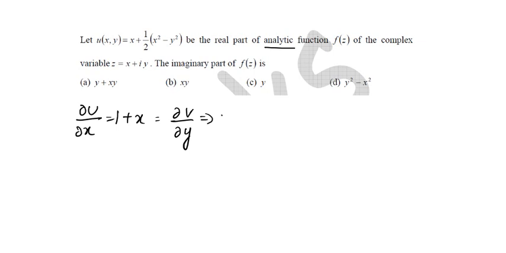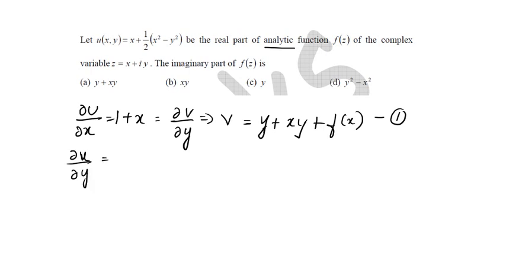So we want v. So integrate ∂v/∂y with respect to y. And we get y plus xy plus an integration constant, which should be a function of x. Consider this to be equation 1. Using the second condition, ∂u/∂y, we get minus y, and equating it to minus ∂v/∂x, again integrate with respect to x, and you will get xy plus an integration constant, which will be a function of y.